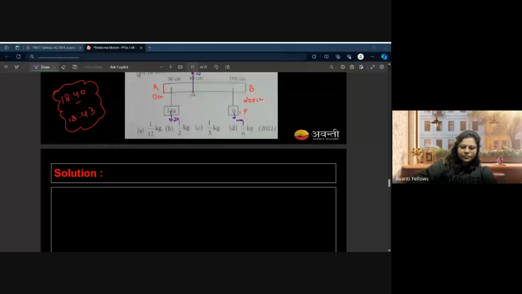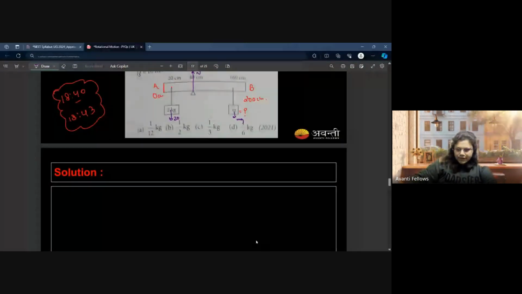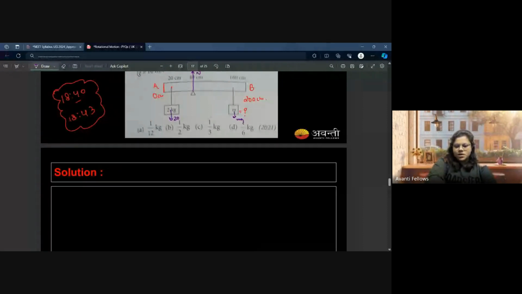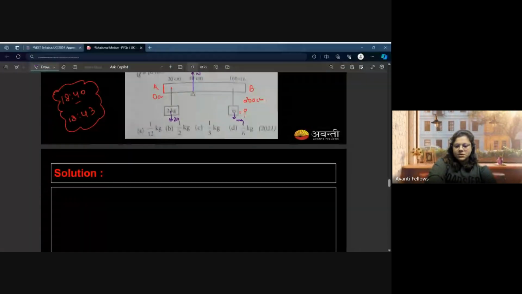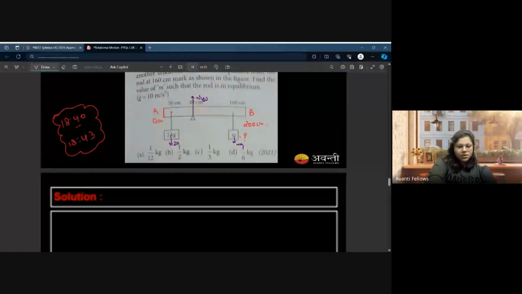Wait a second, I think my screen got stuck. All possible technical glitches are going to come in today's session.